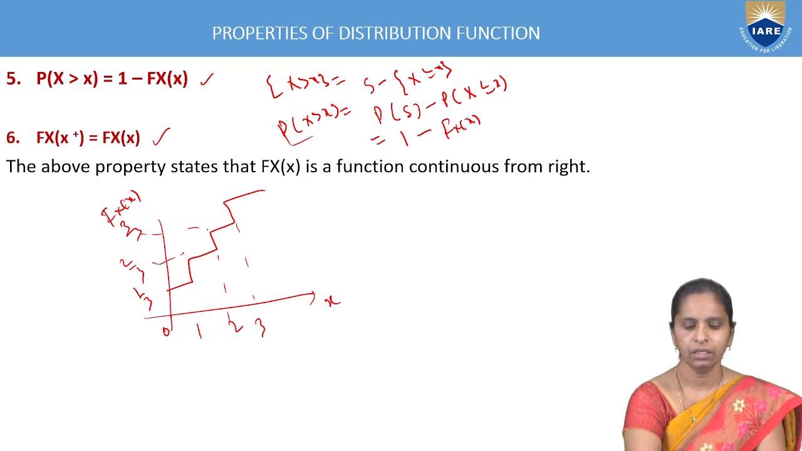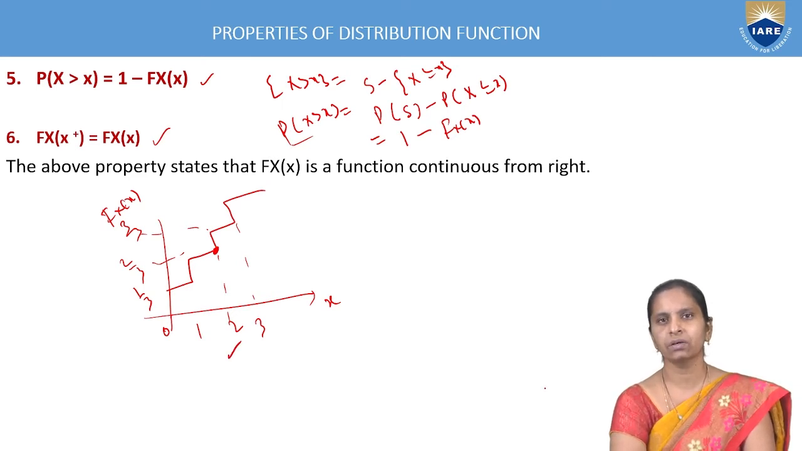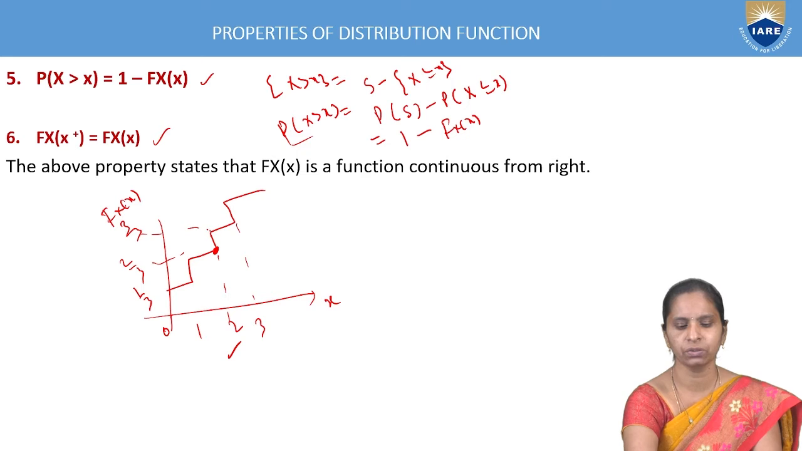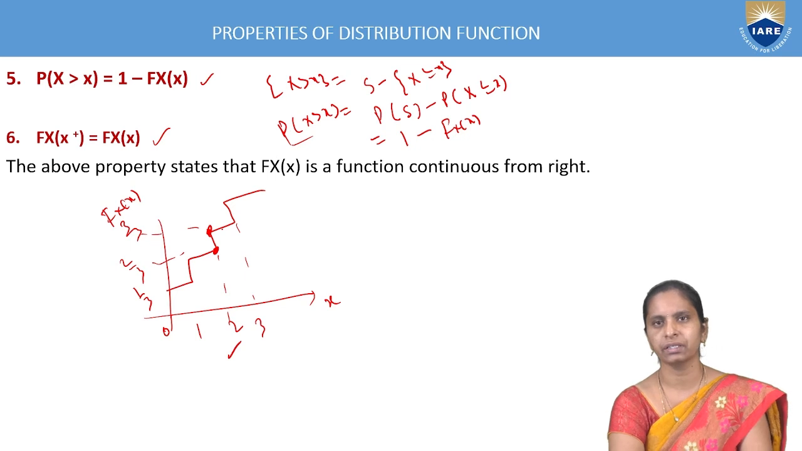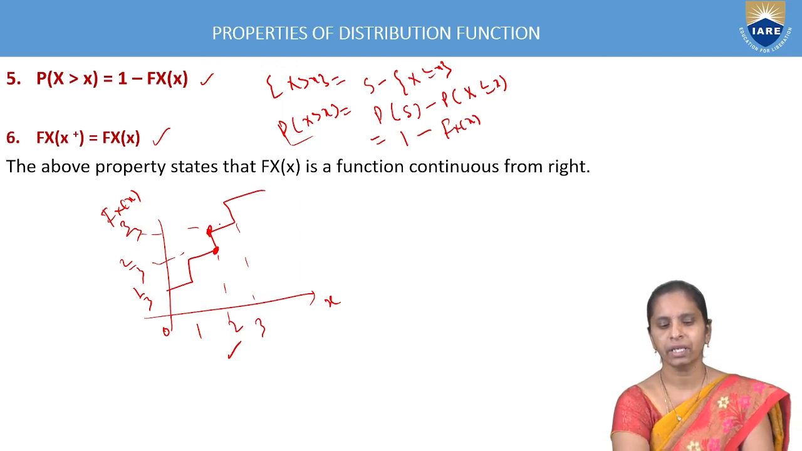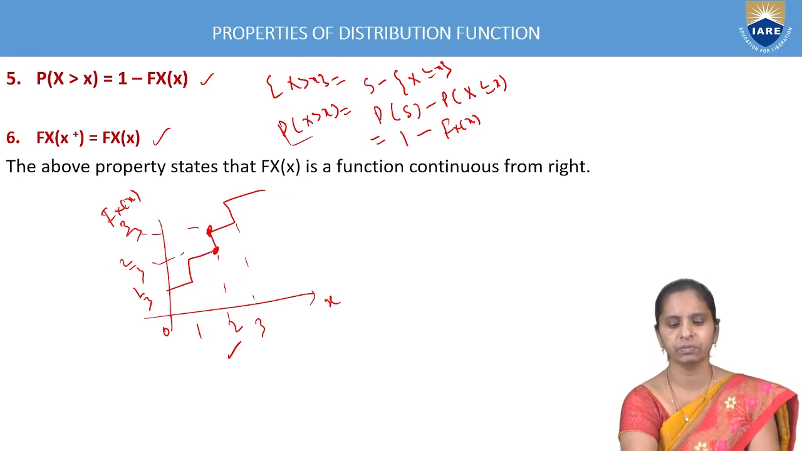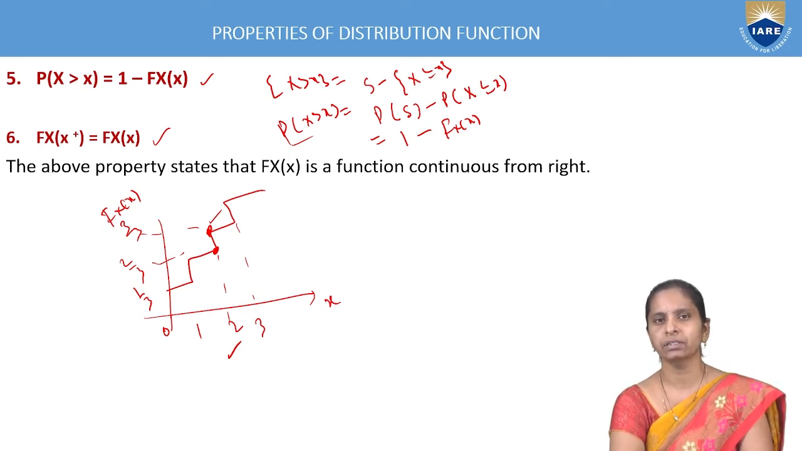If you take, for example, the value at x equals 2, what is my distribution function? I am having two values here. What are the two values? One is 2 by 3, and the other is 3 by 3. Which value do I have to consider? Always I have to consider the value from the right. So, for 2, what is my right value? 3 by 3. It means the distribution function always starts from the right. You should not consider the left value, you have to consider only the right value. This is your sixth property of the distribution function. Therefore, these are the properties of the probability distribution function.